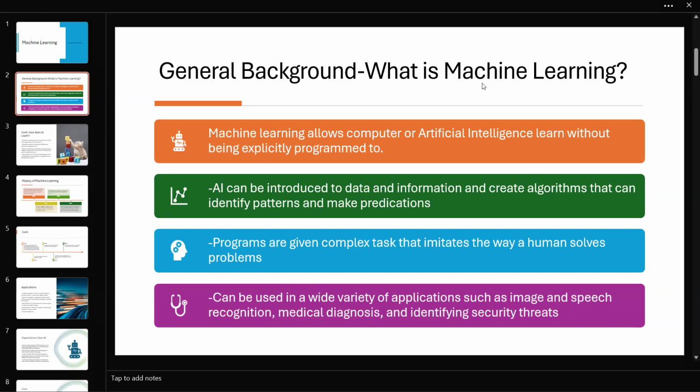The way this works is that programs are given tasks that imitate the way a human would solve problems. And with machine learning, this can be used in a wide variety of applications, such as image and speech recognition, medical diagnosis, and even identifying and eliminating security threats.